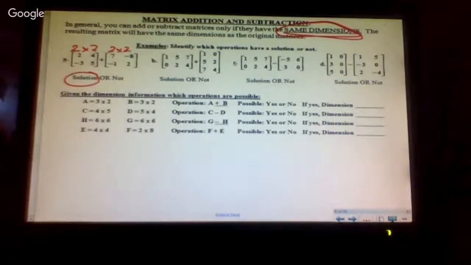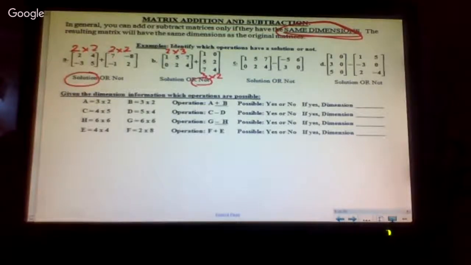B. You've got a 2 by 3 and a 3 by 2. Is there a solution there? Are they the same dimensions? No. It's opposite dimensions. They have to be exactly the same.